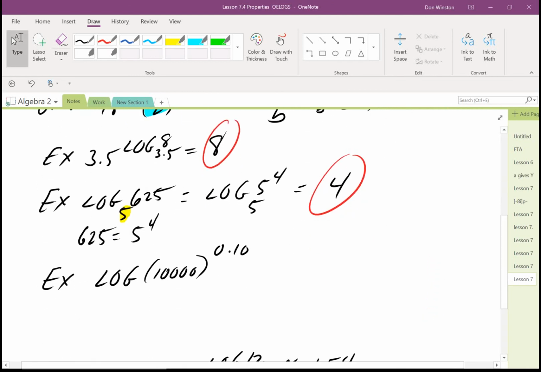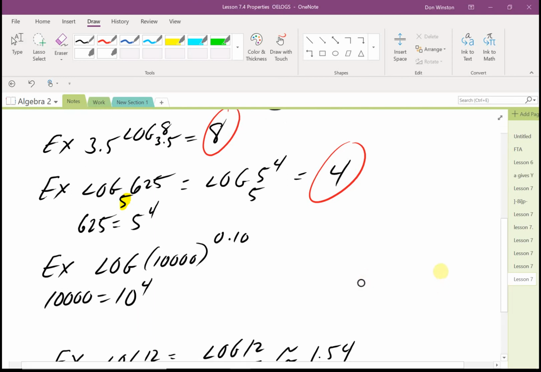The next one, this is a common log, okay? So remember, common logs are base 10, but we don't really write the base 10. So I need to write 10,000 in terms of base 10. Well, that equals 10 raised to the fourth. I have 4 zeros, so that's 10 to the fourth. If I had 3 zeros, that would be 1,000, which would be 10 to the third. If I had 100, 2 zeros, that would be 10 to the second.